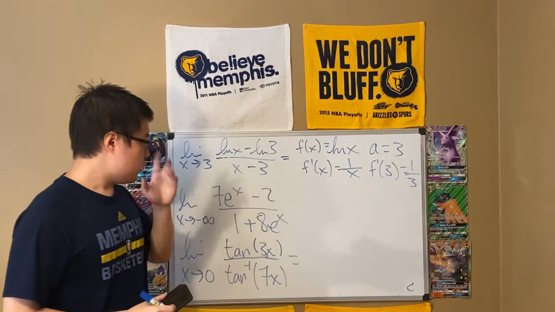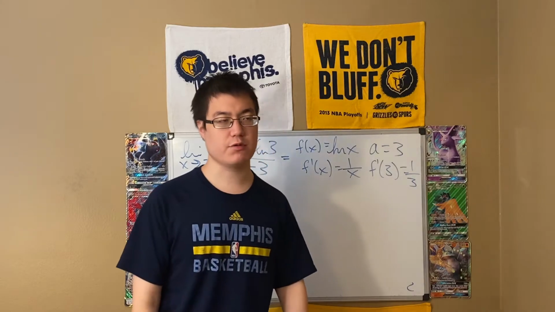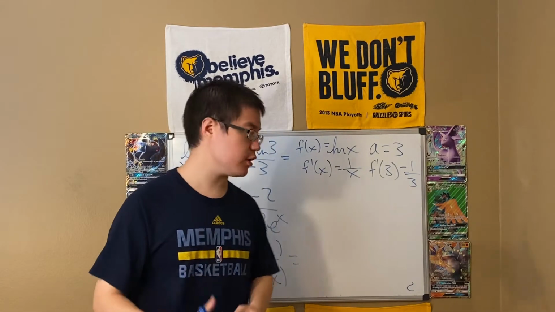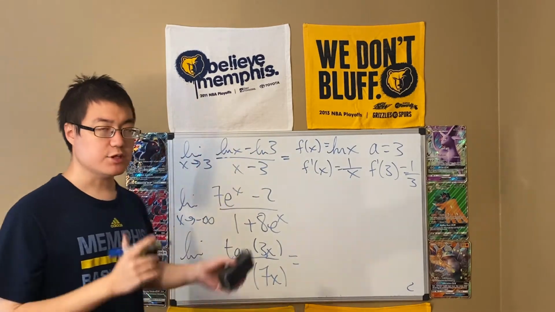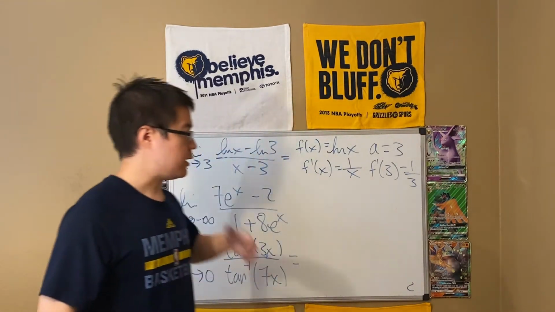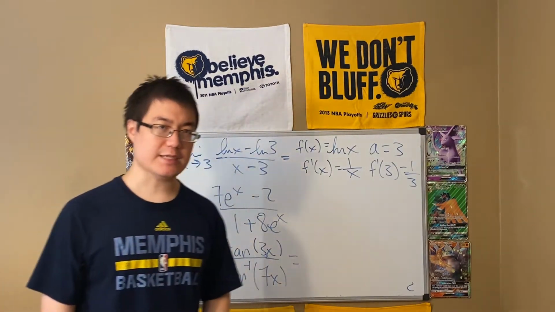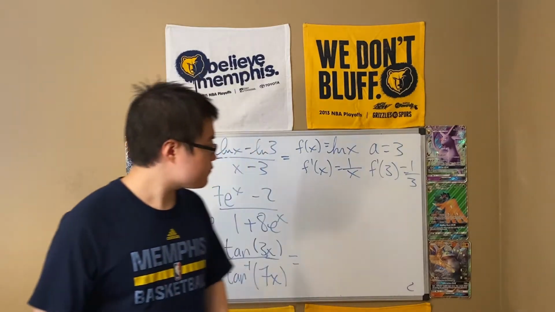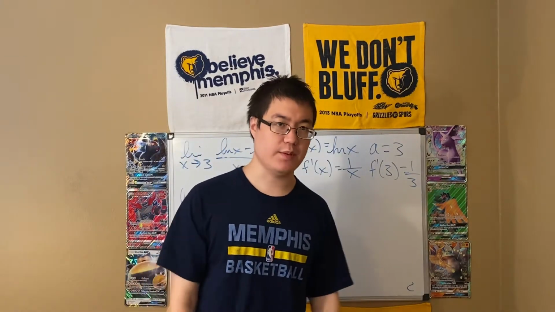Just a cautionary tale: sometimes people like to apply L'Hopital's rule for everything, and that's perfectly fine. You could apply L'Hopital's rule here, because you would get 0 over 0 when you plug in 3, but just be careful when you take the derivative. I'm just going to do that verbally here. The derivative of the bottom would be 1, so that's very easy. That's not where people mess up. The derivative of ln x is 1 over x. Again, that's not where people mess up.